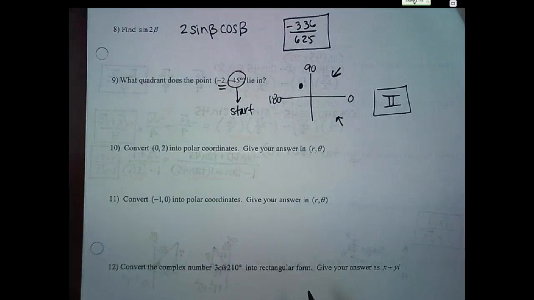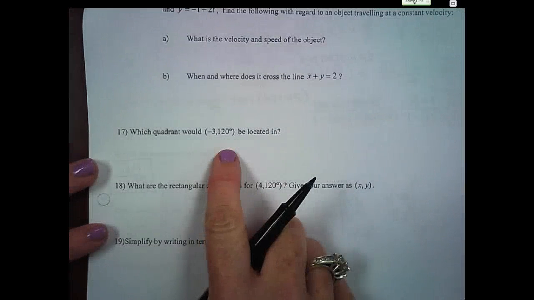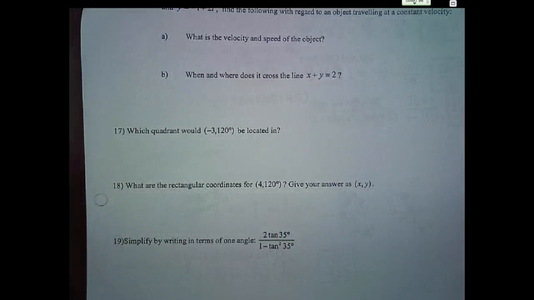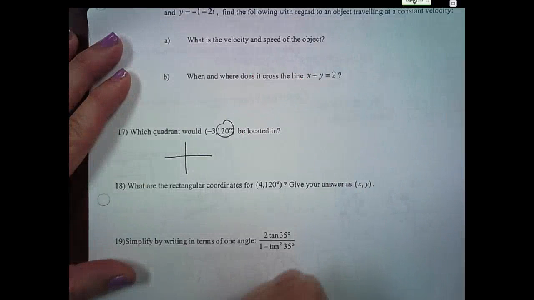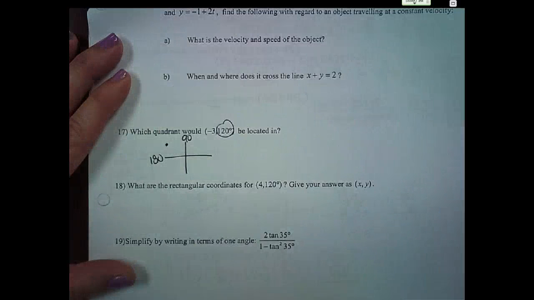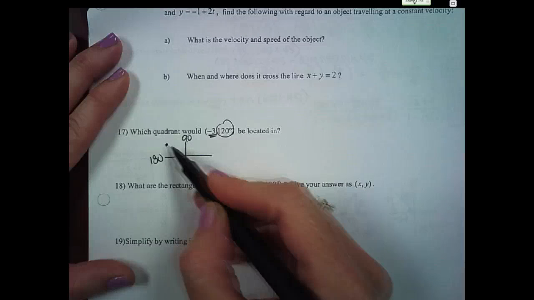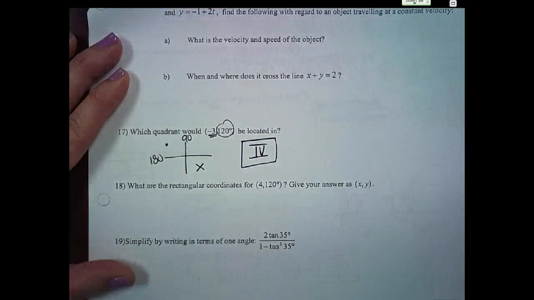Okay, now understanding that, let's skip to problem 17. Try 17. I'll give you a second to try it. Okay, remember, always start at the angle. So if you started at 120, and we go the other way, so this is 90 and this is 180. So 120 is here. But then it's negative 3, so instead of going towards it, you go away from it, so you're in this spot right here. So it's quadrant 4. Okay, do you see why?